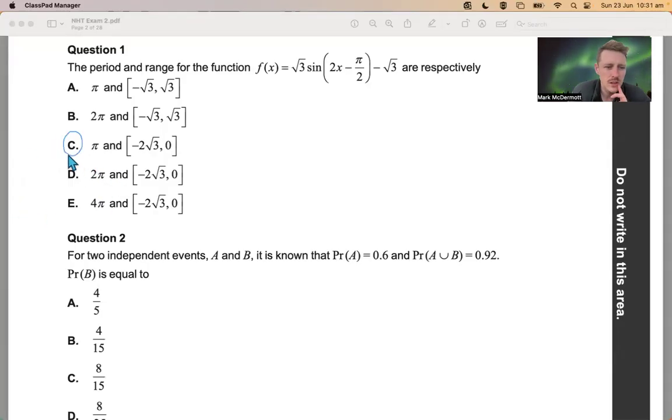C. The reason I think that is because the period of a sine graph is 2 pi divided by the dilation factor from the y-axis. So this is 2 pi on 2. So that's just pi for the period.